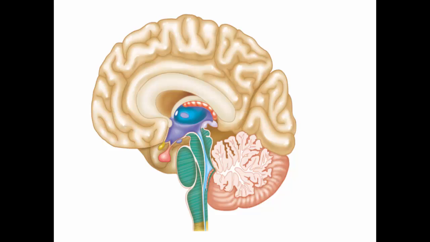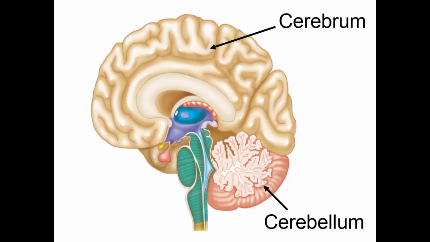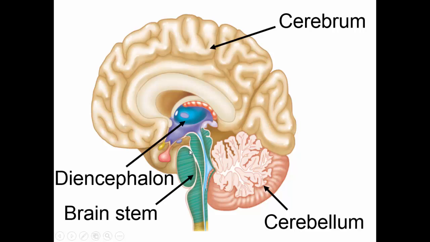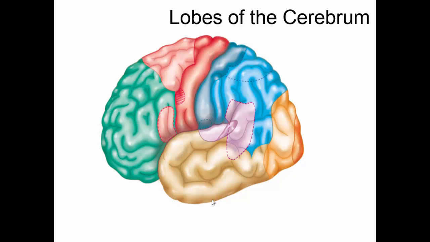There are four major parts of the brain. The largest, most superior part of the brain is the cerebrum. Tucked under the back is a piece that looks a little bit like cauliflower. That's the cerebellum. Then in the center we have the diencephalon, and at the very bottom of the brain we have the brainstem. The cerebrum can be divided into four lobes.